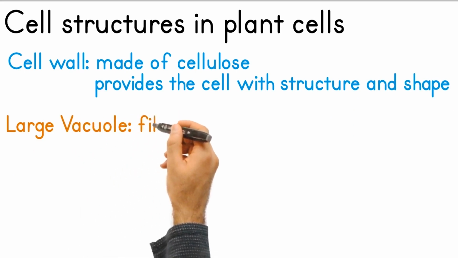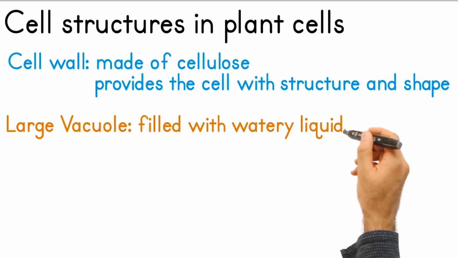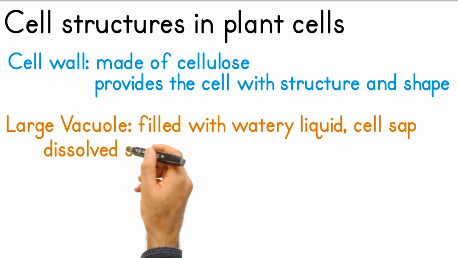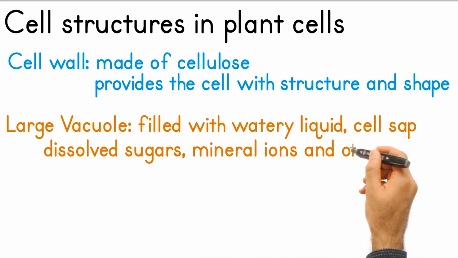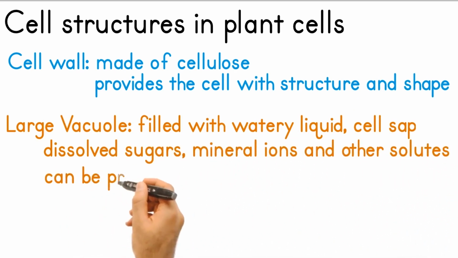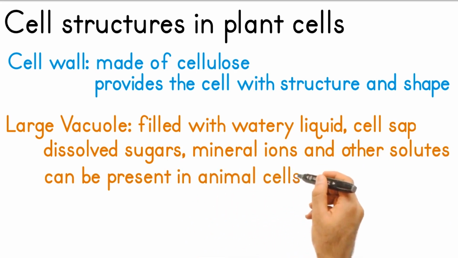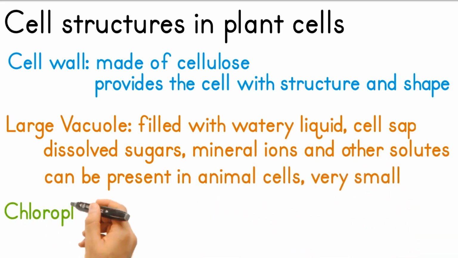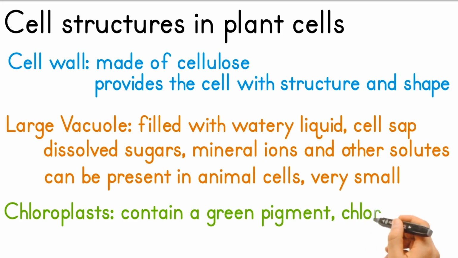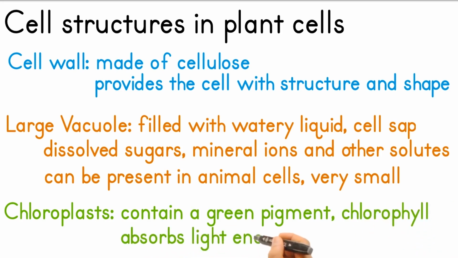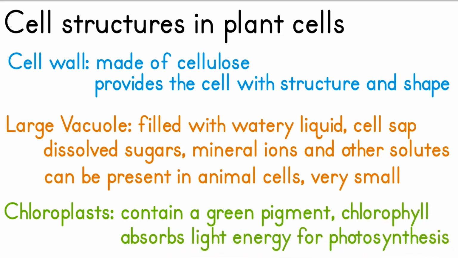A large vacuole is an organelle filled with a watery liquid called cell sap, which is a mixture of dissolved sugars, mineral ions and other solutes. Vacuoles can be present in animal cells but are very small. Chloroplasts contain a green pigment called chlorophyll, which absorbs light energy for photosynthesis.